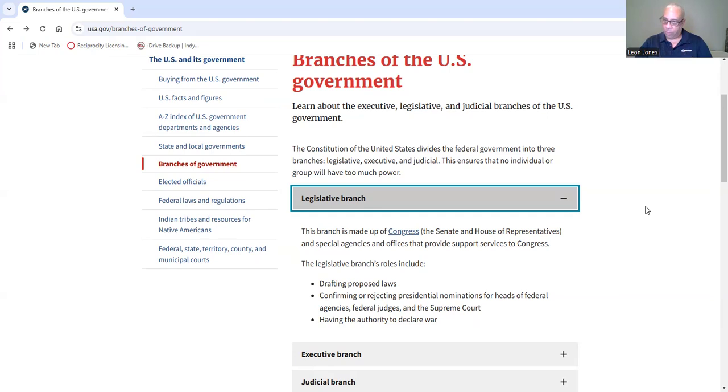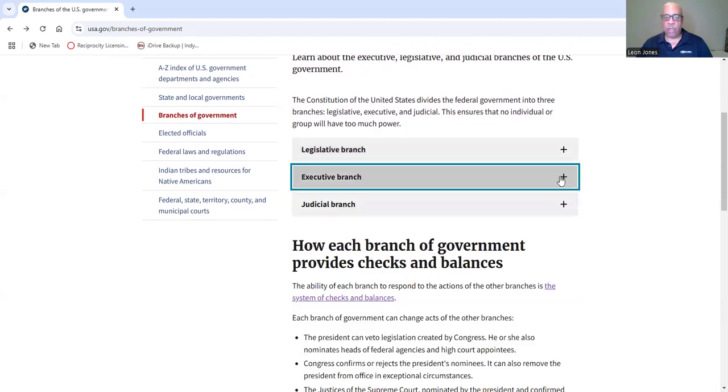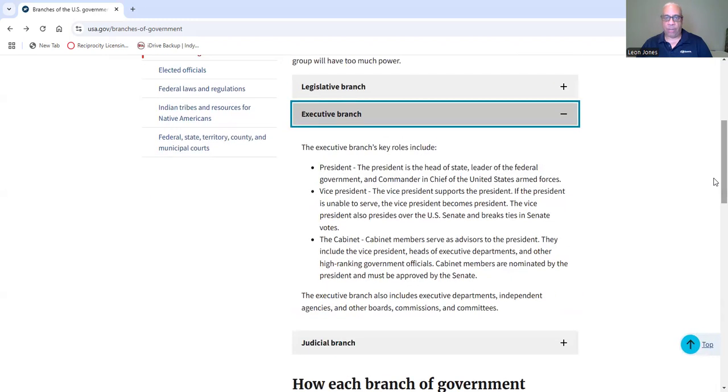Now, the legislative branch's role includes drafting proposed laws, and confirming or rejecting presidential nominees for heads of federal agencies, federal judges, and the Supreme Court. And it's Congress that has the authority to declare war. That is the authority, not the ability, to declare war. That's the legislative branch.